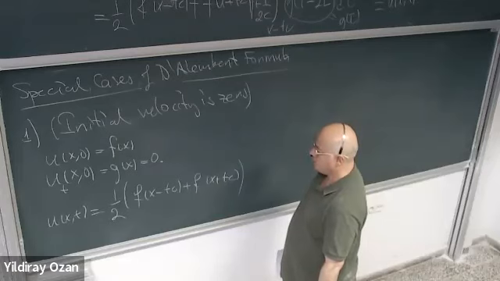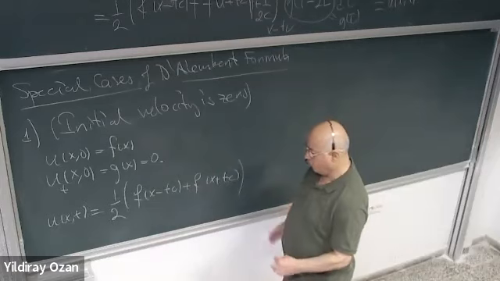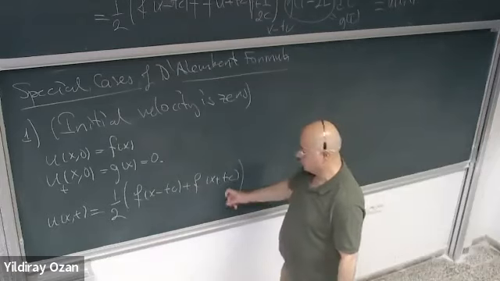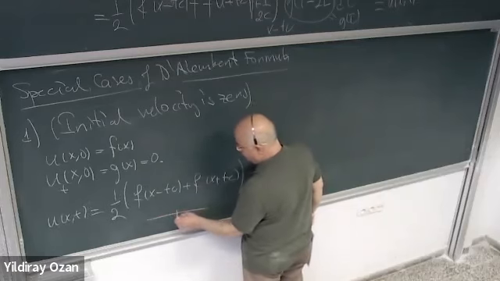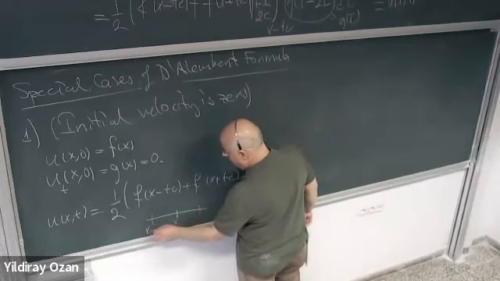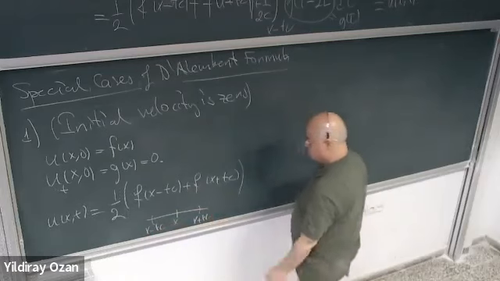So the value at this point is just the average of the values at the two ends. Right?